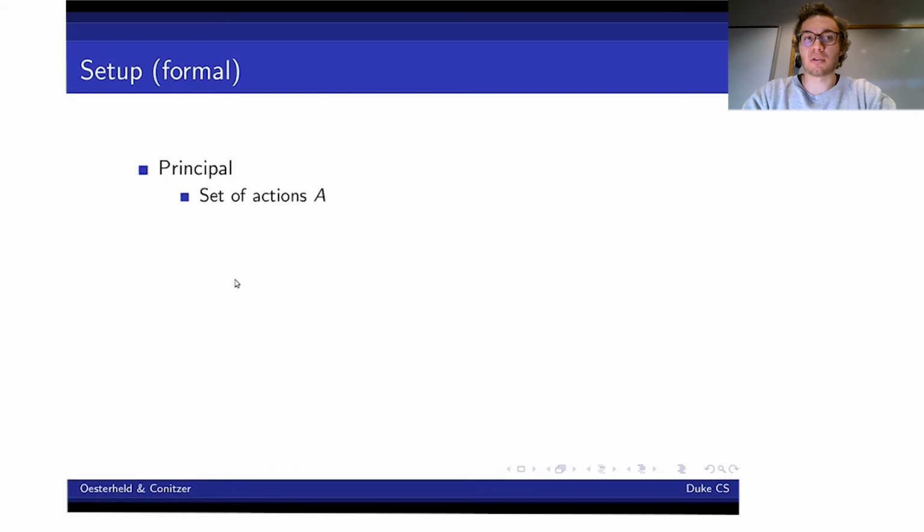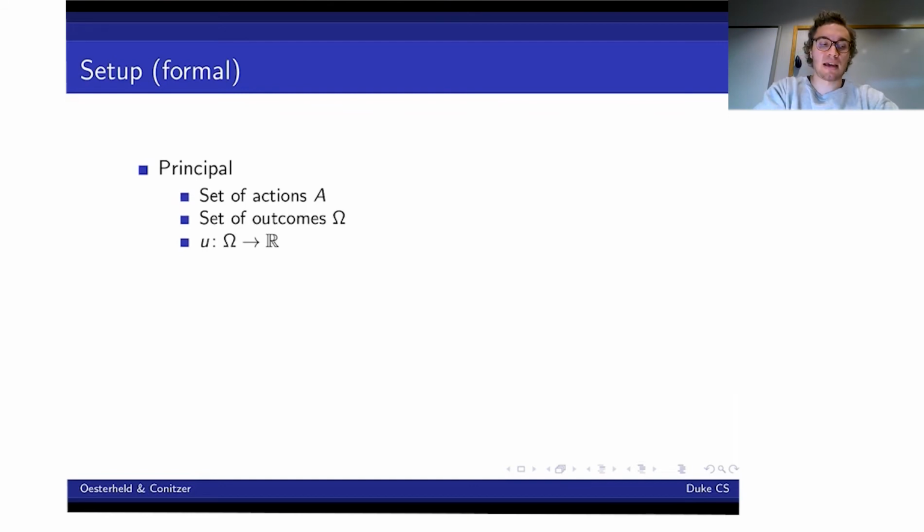We now describe the setup more formally. So there is a principal, and she has to choose between some set of possible actions. And once she chooses an action, this gives rise to some outcome from some set. And over these outcomes, the principal has some preferences represented by some utility function, and she wants to maximize the expectation of that utility function.